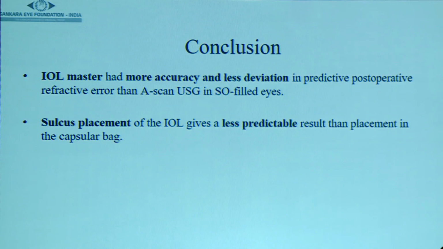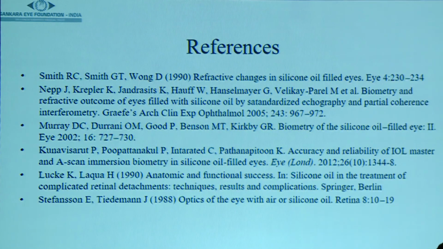So to conclude, the IOL Master has more accuracy and less deviation in prediction of the postoperative refractive error than A-scan, and sulcus placement of the IOL gives a less predictable result than in the capsular bag group. To get more insight, a prospective study is needed for this group. Thank you.